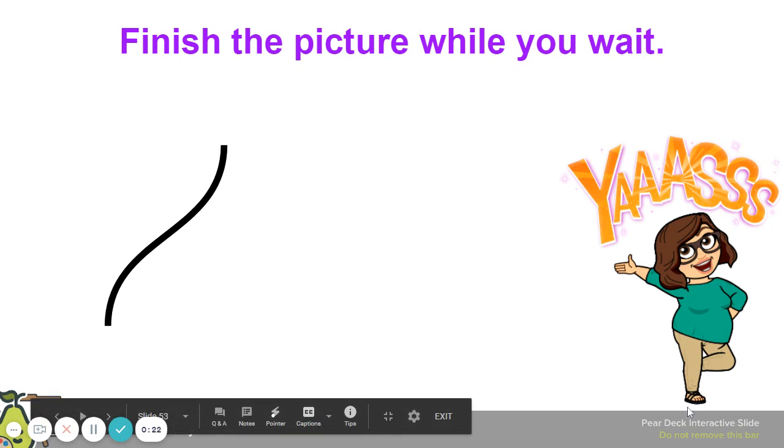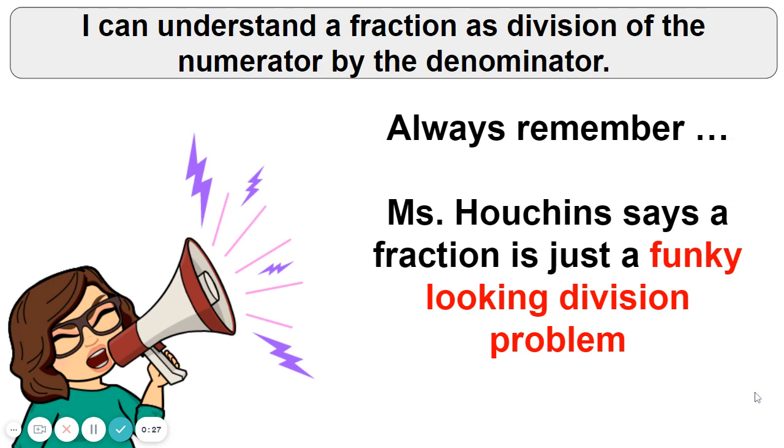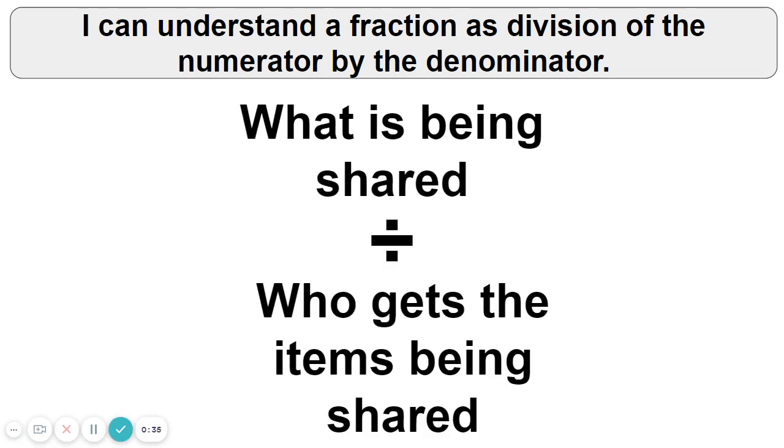All right. So, beginning where we left off yesterday, talking about how a fraction is just a funky looking division problem. Always remember this, that fractions show division. They show what is being shared over who gets those items being shared. So remember, our numerator is what is being shared, and our denominator is who gets the items that are being shared, or what the items are that are being shared between.